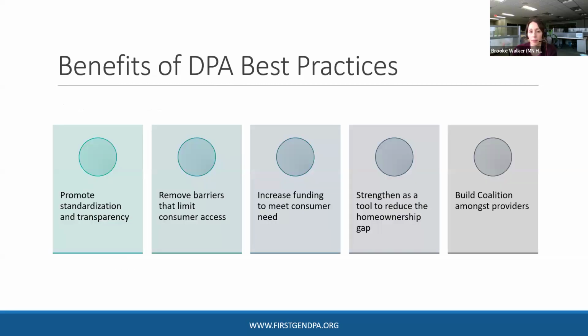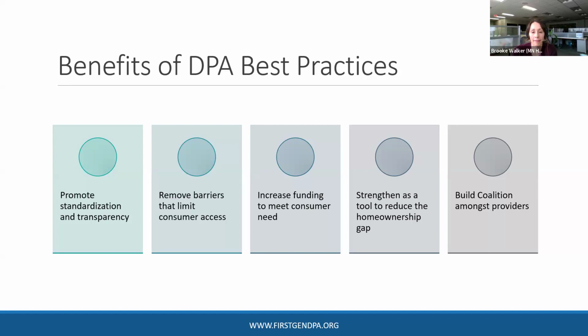So just to start briefly, I always like to highlight a little bit about the best practices. The best practices were launched a little over a year ago. And as a reminder, the best practices were developed by a cross-sector working group of subject matter experts as kind of the first step towards improving the down payment ecosystem.